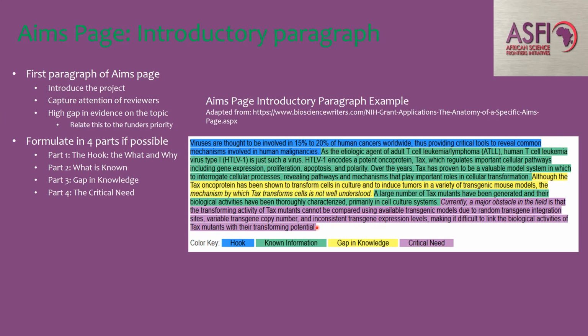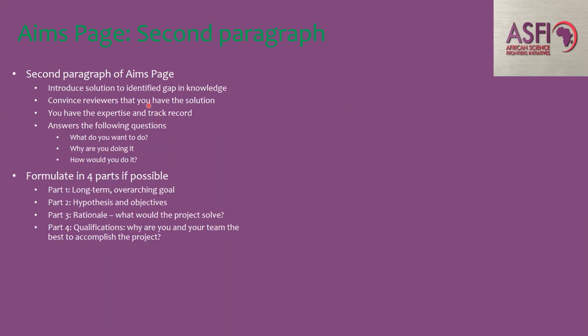There is a gap, we know, here now. So in the next paragraph, you introduce the solution to the gap you have identified. And then you convince reviewers that you have the solution to that gap. You have the expertise and the track record. And so you'll be trying to answer in that paragraph questions such as: what do you want to do? Why are you doing it? How would you do it? These are short answers you should provide, convincing.